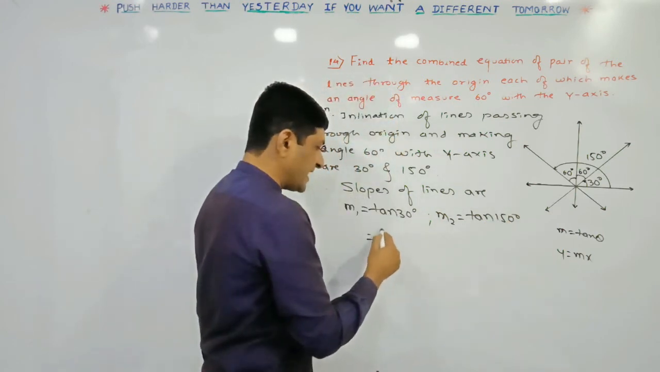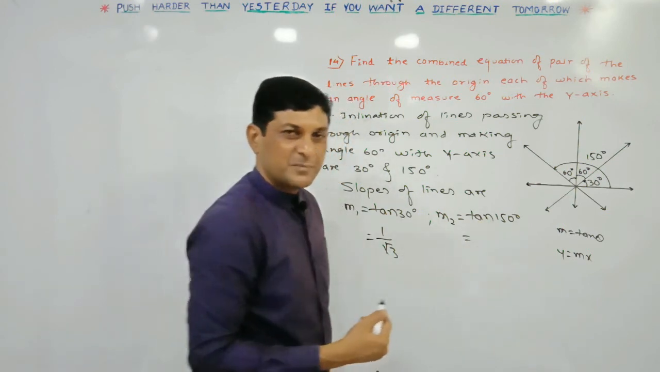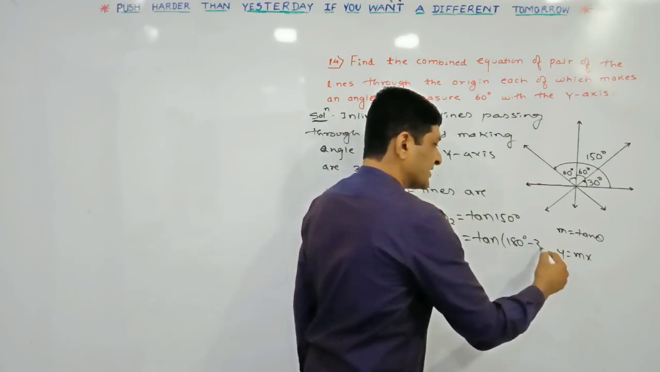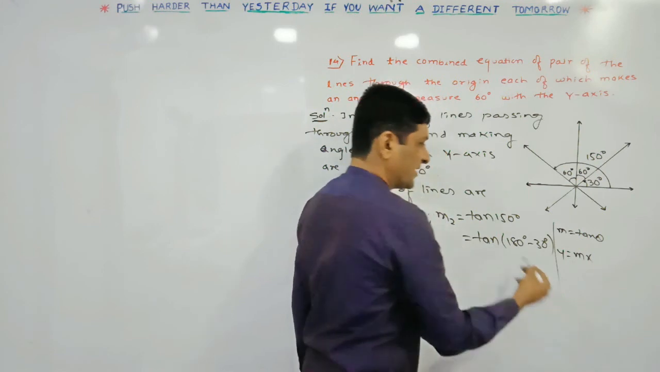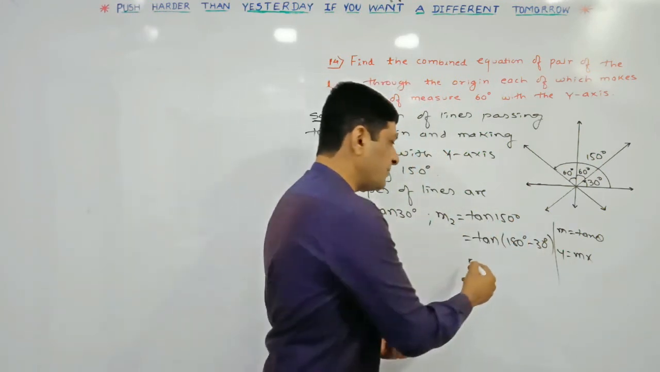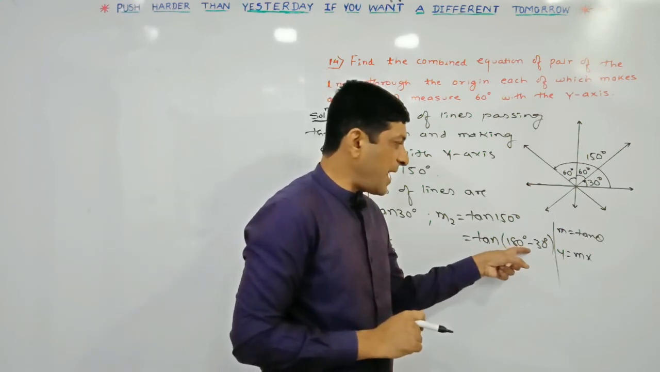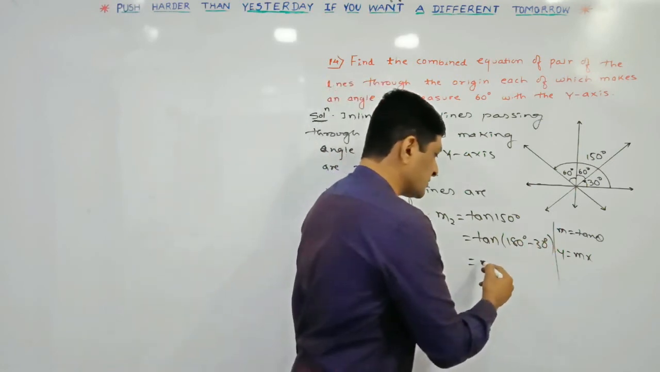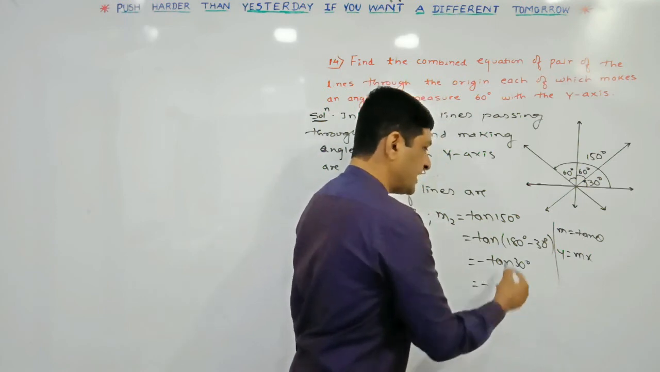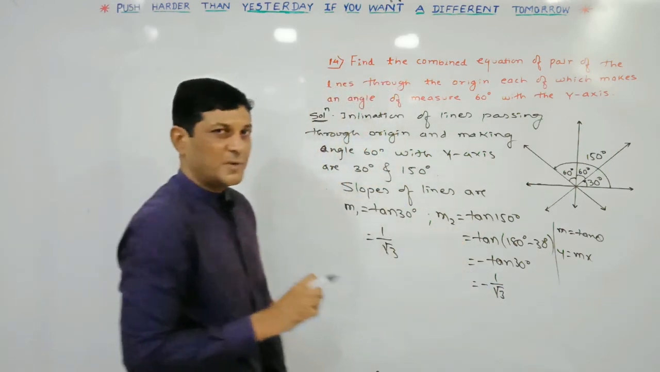What is the value of tan 30? It is 1 by root 3. And for tan 150 degrees, can I write it as 180 minus 30? Yes, 180 minus 30 is 150. Now we can apply the allied angle formula: tan(pi minus theta) = minus tan theta. Theta here is 30 degrees, so minus, keeping tan 30 as it is, which is 1 by root 3. In this way we have got the slope of the second line also.